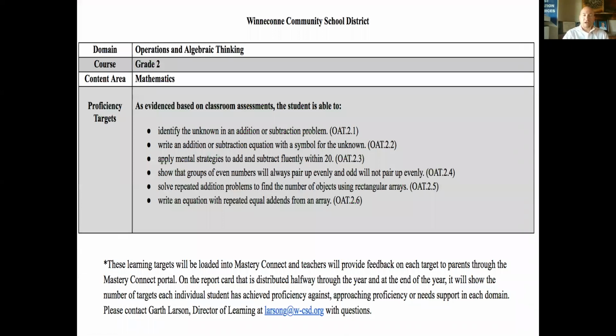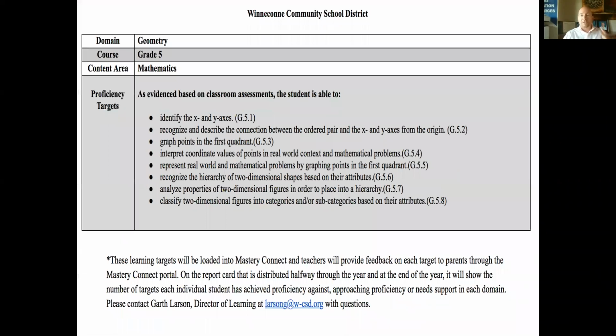And again, those targets become the basis for our assessment design, the basis for how we communicate achievement, but really the basis for how our instructional design occurs in our classroom on a daily basis. Here's an example from grade 5 geometry. Again, 8 learning targets affiliated with it. These are going to be the ones that we're ensuring that all kids get and that we're putting the right supports in place and giving that feedback on.